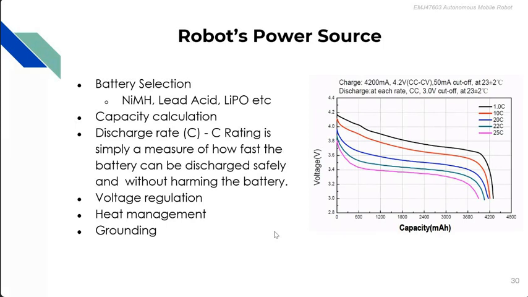Let's say you want to have a drone. A drone is very intense in power consumption because you want to move the blades, right? You want to move the propeller. The propeller uses a lot of power. So you need to know the maximum discharge rate of the battery in order to supply the propeller and this kind of thing.